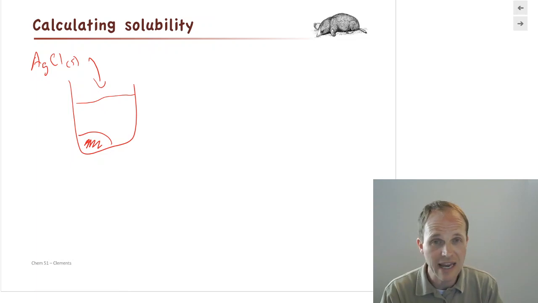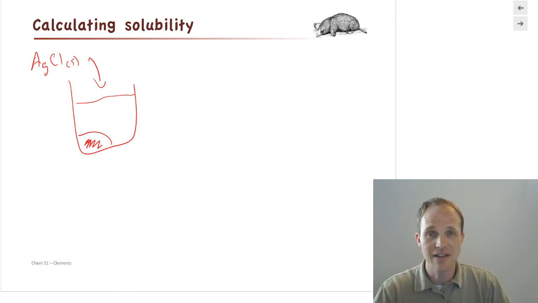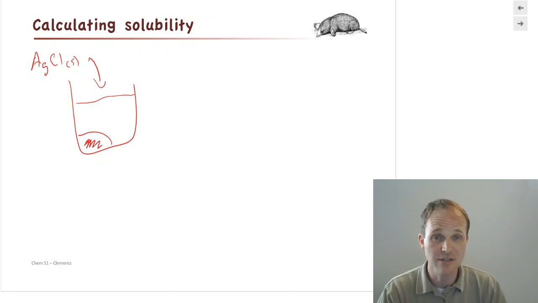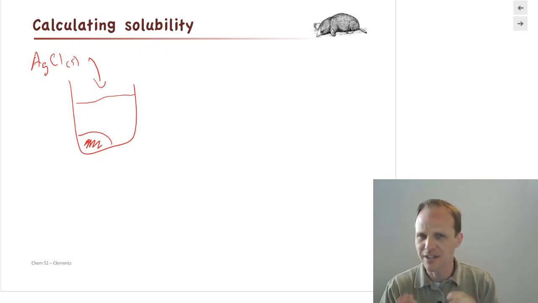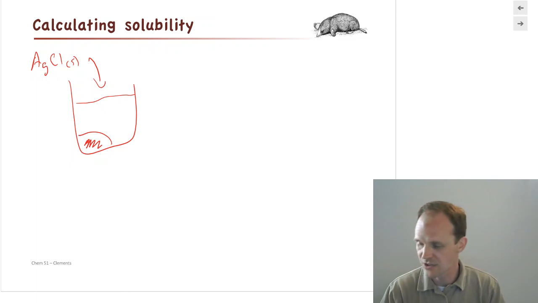I could have a grain of silver chloride in there. If I allow that to come to equilibrium, as long as I can still see some of that solid, I'm going to have the same concentration of silver ions in there as if I put in 500 pounds of silver chloride and I had the same amount of water on top. So a little bit difficult, but it's good to know that that's true.